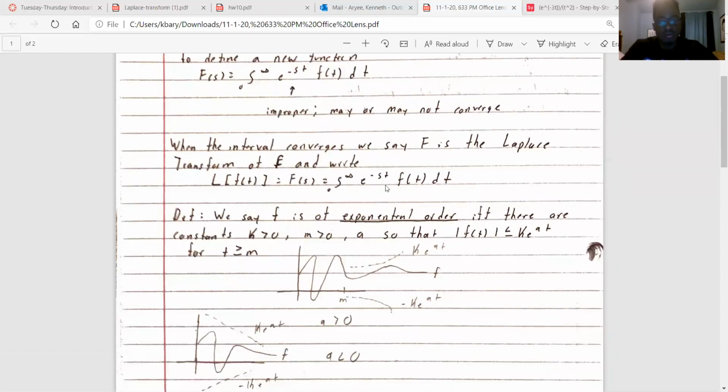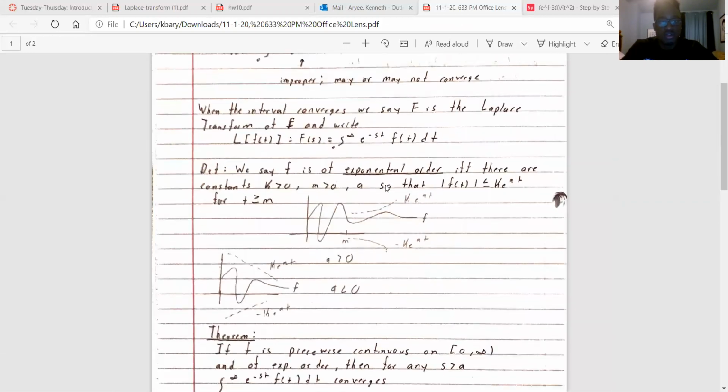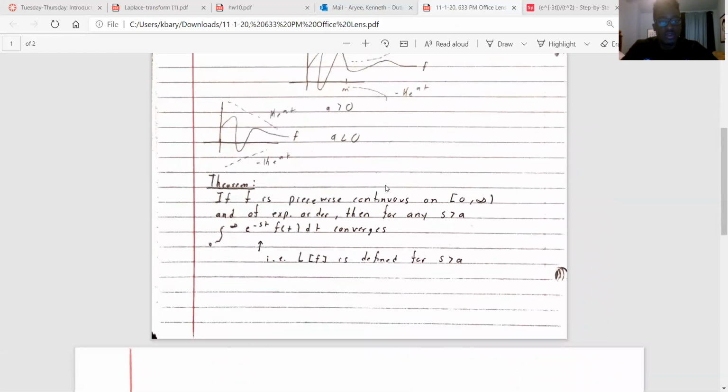So this is just like a brief overview of what we're doing. This was from another class, so I don't really want to include it.